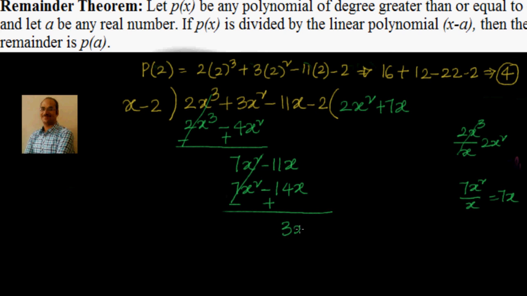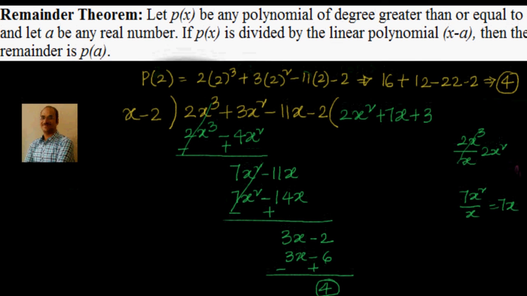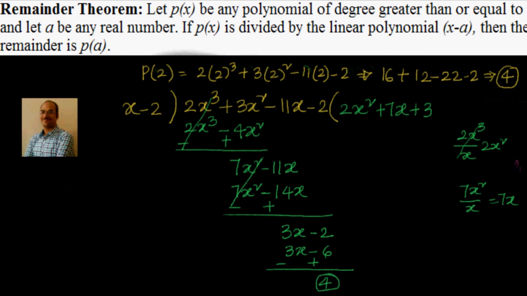I get the value of 3x minus 2. Now I see that 3x by x is 3. So I'll put here 3. 3 into x is 3x, minus 6. If I subtract, I get the value of 4, which we found very easily by substituting the value. So that's about the remainder theorem and the division. This is called the long division method. Whatever we have learned, instead of doing the long division method, we can find the remainder by just substituting.